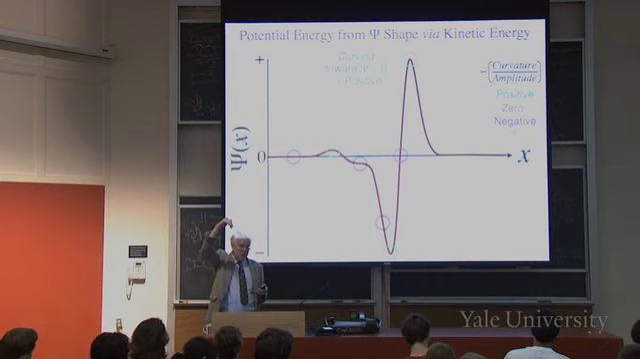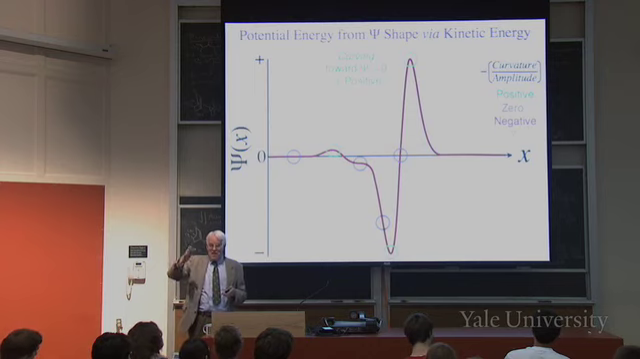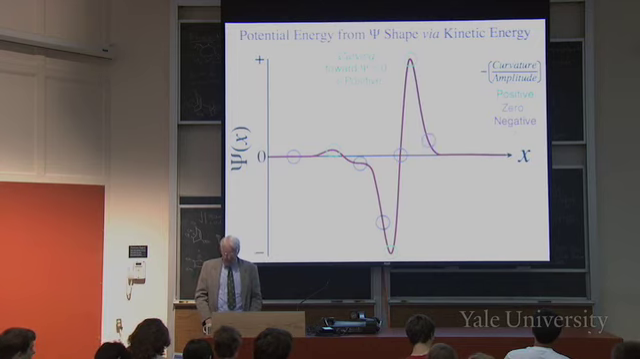So you can be curving down or curving up and still be positive. Curving down if you're above the baseline, curving up if you're below the baseline, right? So as long as you're curving toward the baseline, towards psi equals 0, the kinetic energy is positive. How about here?